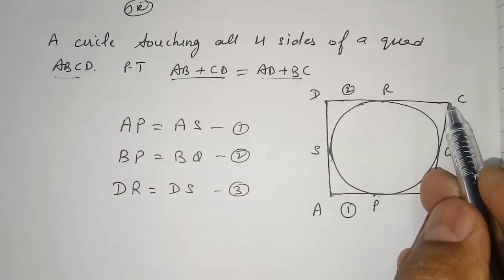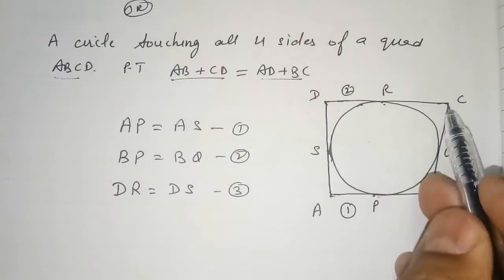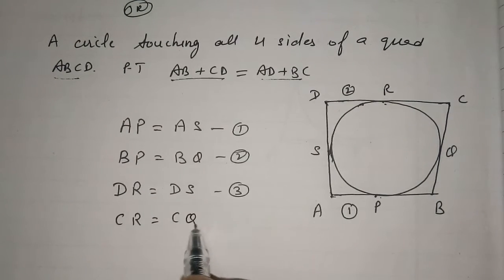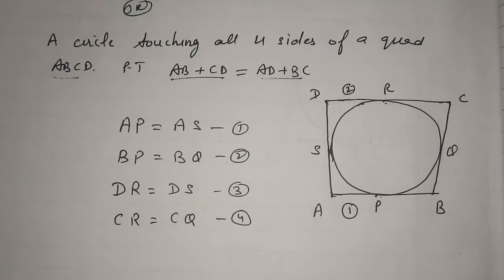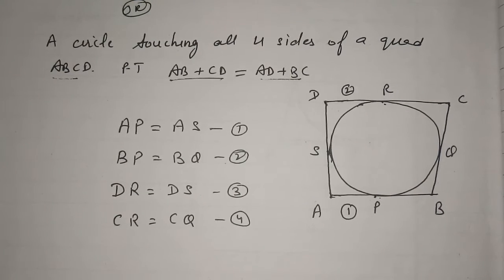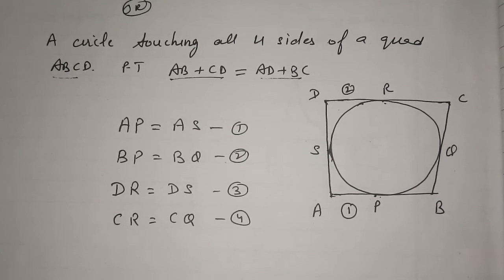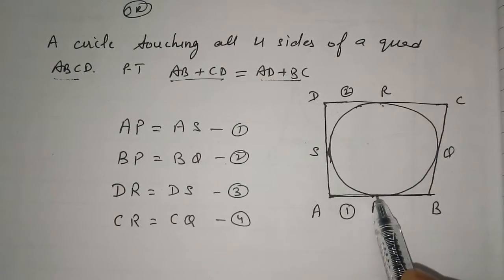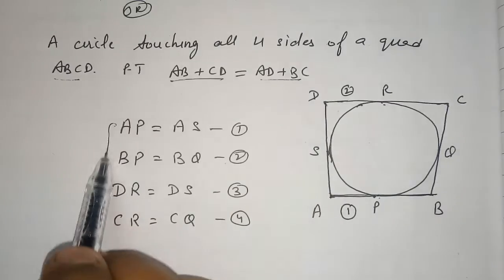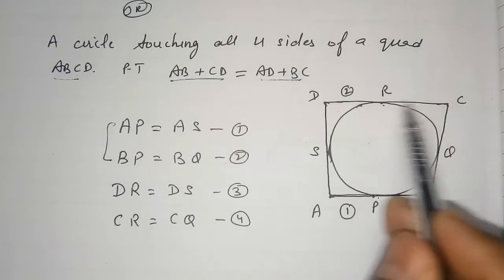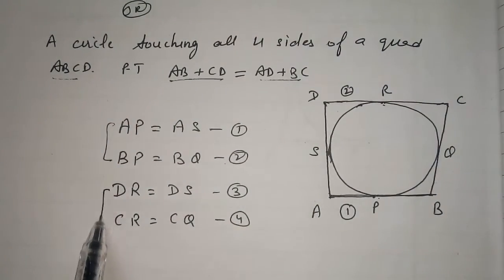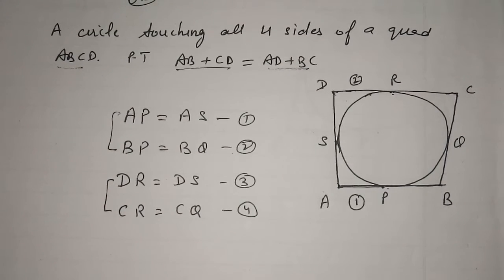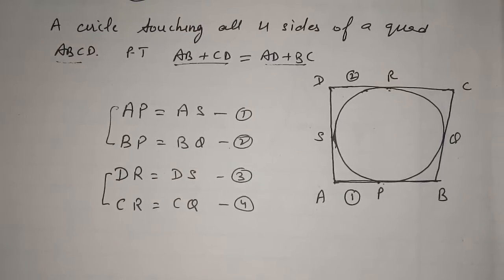Similarly, when we are talking about point C, CR and CQ will be equal. So we are writing first CR and then CQ. These are equal because these are the lengths of tangents from an external point. Now this is very simple, but you have to remember that if you are writing AP and BP, they will come on the left side, and similarly DR and CR should come on the left side. So it will be easy to prove the rest, otherwise you have to make some changes in the calculation.